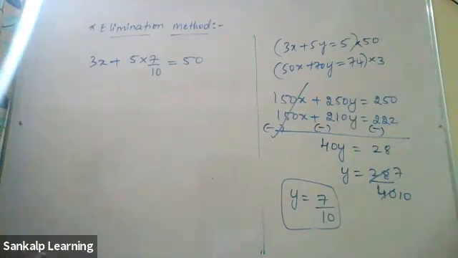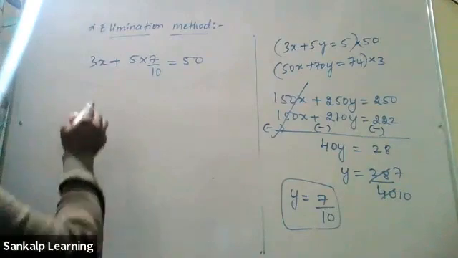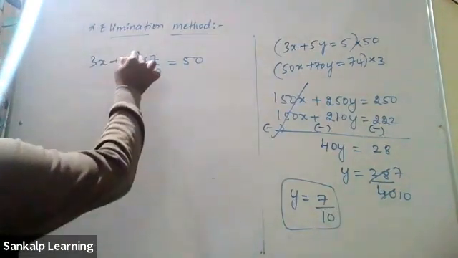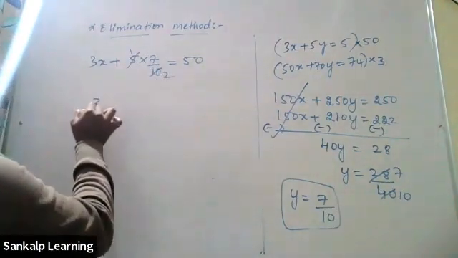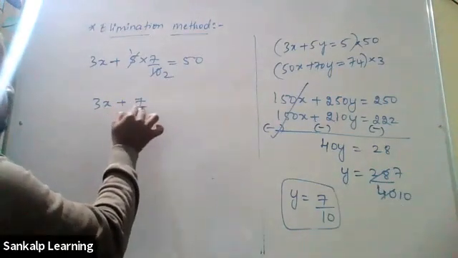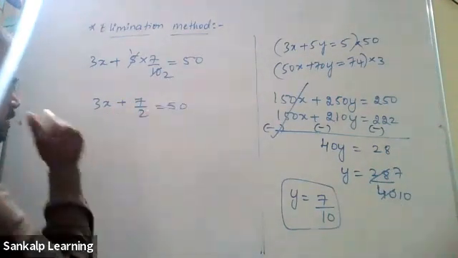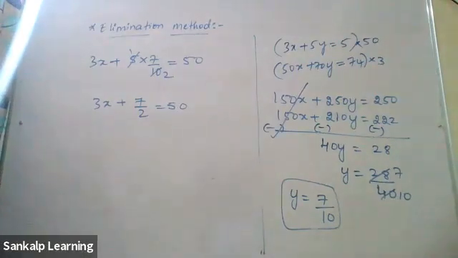Once again. 3x plus 5 into 7 by 10 equal to 50. Yeah, continue. Sir, 10, 5 ones are 5, 5 twos are 10. Very good. So 3x plus 7 by 2 equals 50. What will be the next step? Sir, no, sir. I didn't take by 2. You left this 2. Yes, sir. Okay. Now do it.